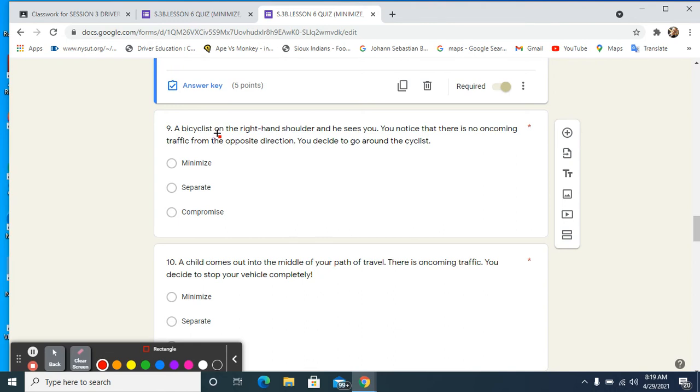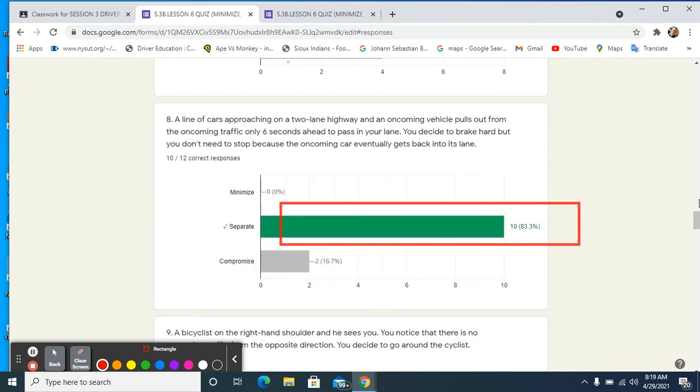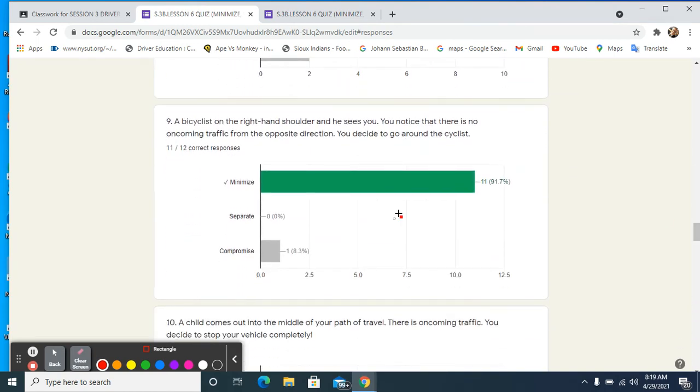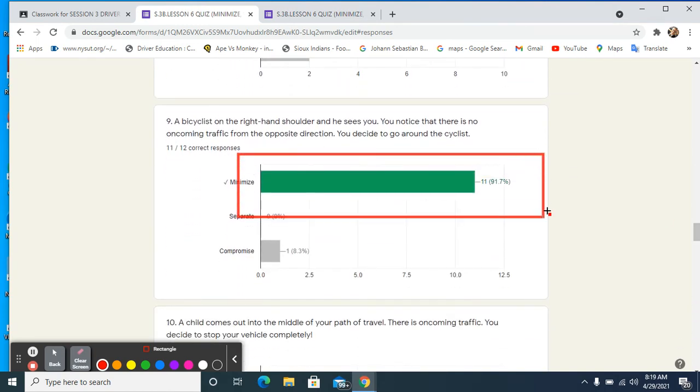Okay, we have a bicyclist on the right-hand shoulder and he sees you. Okay, so he made eye contact. You notice that there is no oncoming traffic from the opposite direction. You can see down in the opposite direction. You decide to go around the cyclist. This is a case of minimize. Okay, so very good. We have 91% chose minimize.